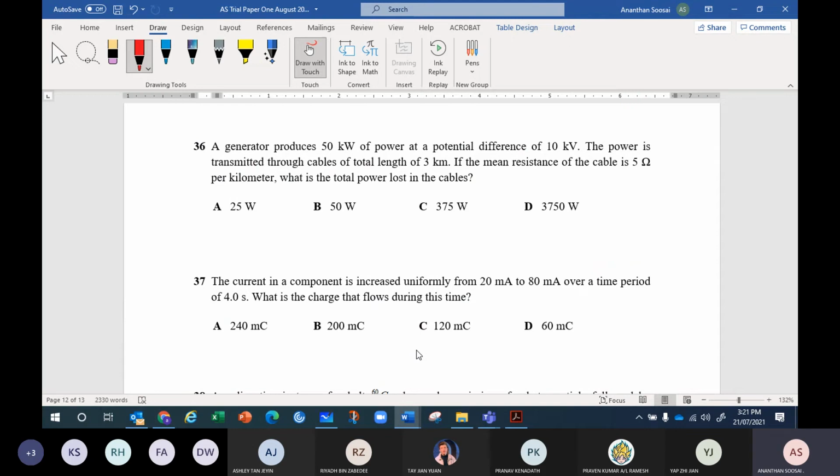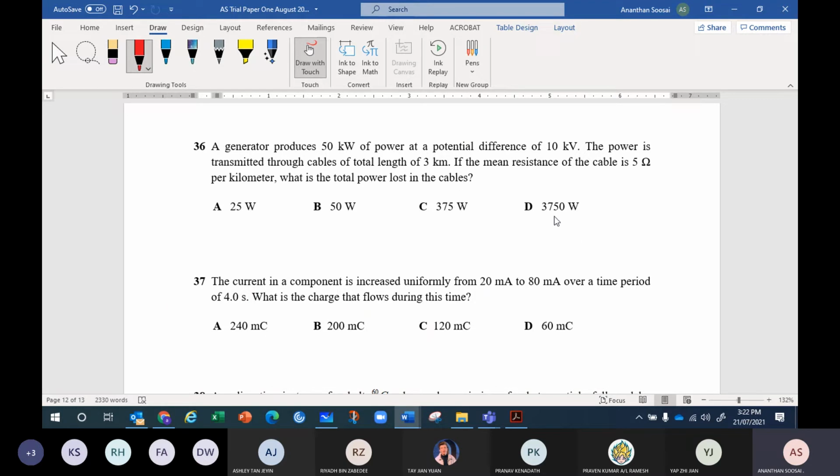A generator produces 50 kilowatts of power at a potential difference of 10 kilovolt. The power is transmitted through a cable of total length 3 kilometer. If the mean resistance of the cable is 5 ohm per kilometer, what is the total power loss in the cable? Okay, so for this we draw the circuit.